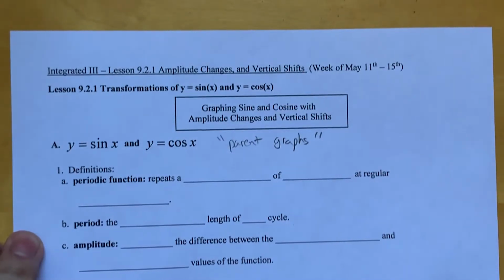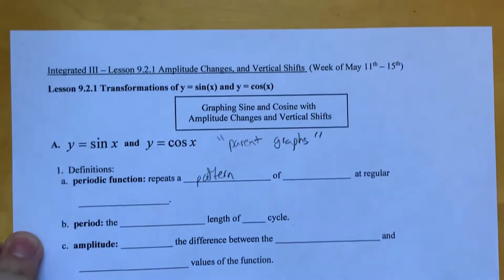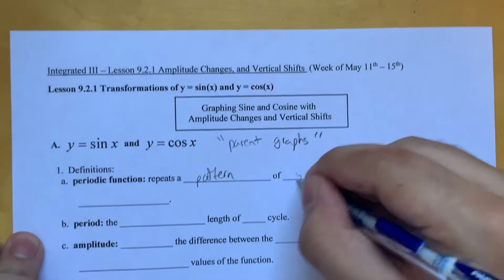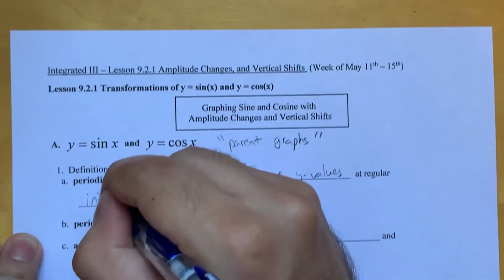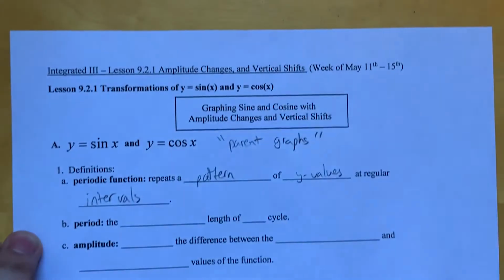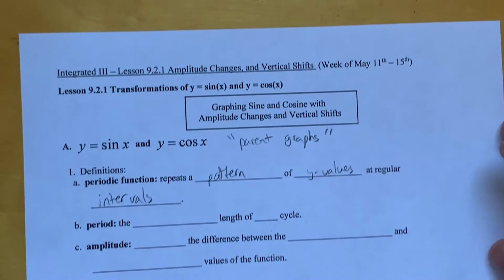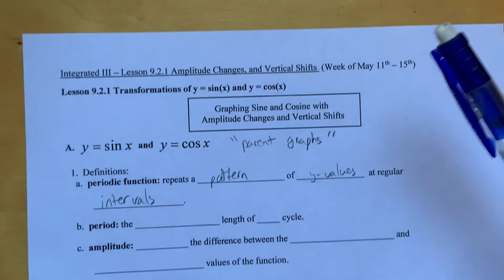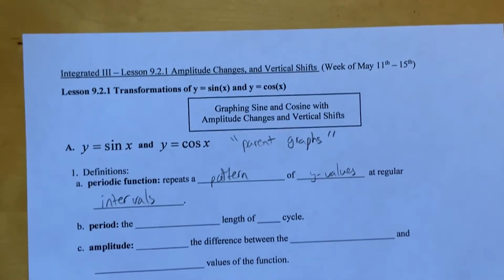Periodic function: repeats a pattern of y values at regular intervals. So both of these are periodic functions. Basically it states that they repeat a pattern of y values at regular intervals. So regular, you could say equal intervals, and I don't know how to explain it without a visual.